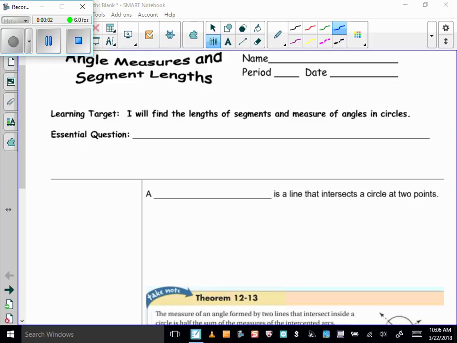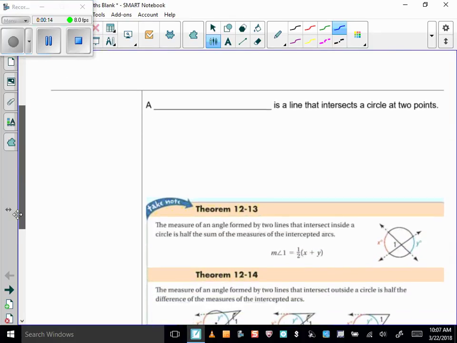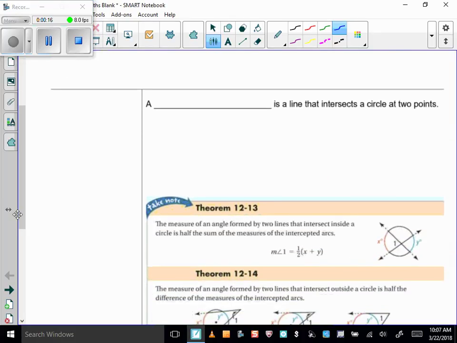In the last lesson, we learned about arcs and chords and how to find the measures of those things. And today we're going to talk about how to find angle measures and segment lengths as they are associated with circles. So let's start with the definition of a line that intersects a circle at 2 points. Here's what this looks like. Circle, line, intersects at 2 points. We'll call that AB. That line is called a secant.